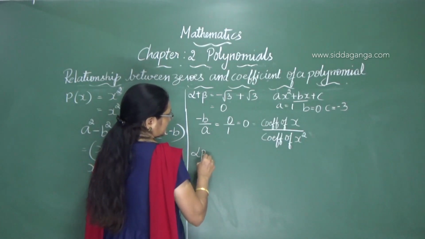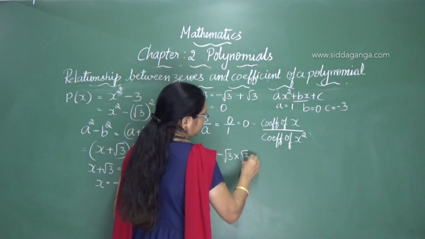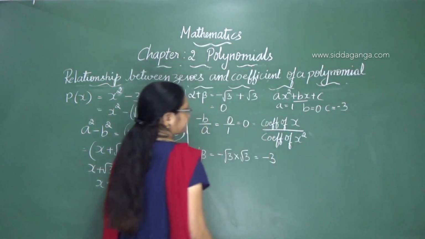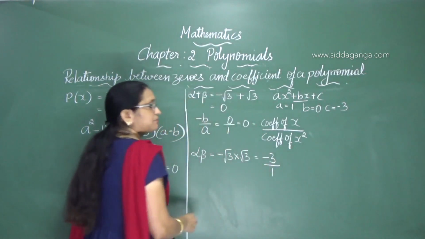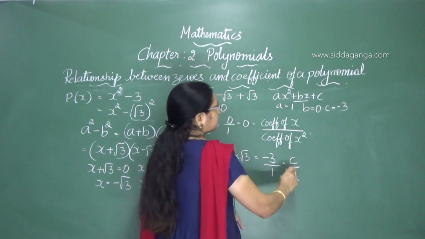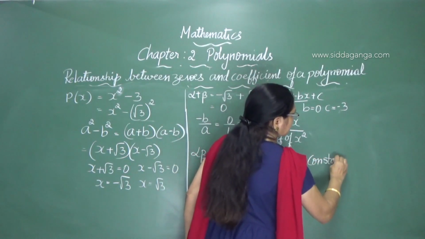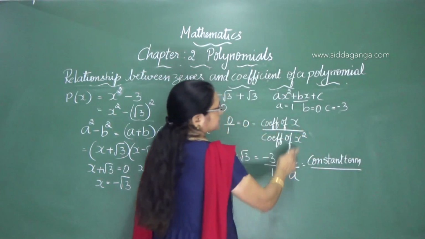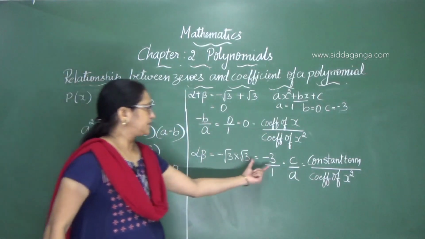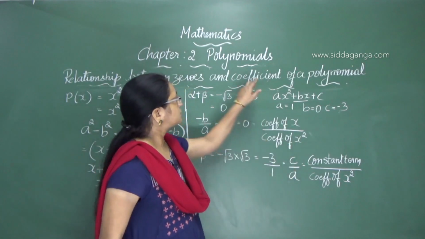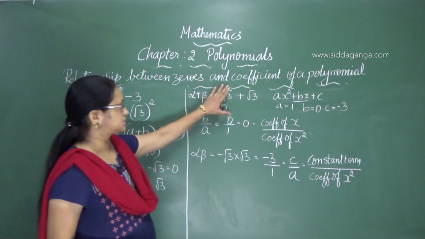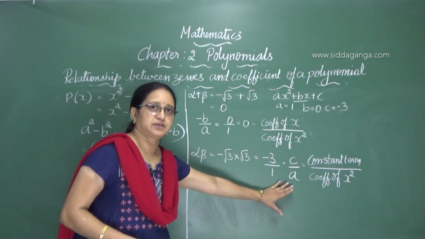Now the product of the zeros, alpha beta, is equal to minus root 3 into root 3. Root 3 into root 3 is root 9, and root 9 means 3, so minus 3. We can also write it as minus 3 by 1. See, this minus 3 is nothing but c by a. c is the constant term divided by a, the coefficient of x square. Now you verified, that is, you compared the zeros of the polynomial to the coefficients of the polynomial. So like this, first you have to find the zeros, and next you have to compare with the coefficients of the polynomial. So this is the method.